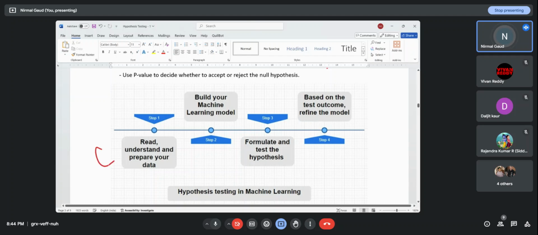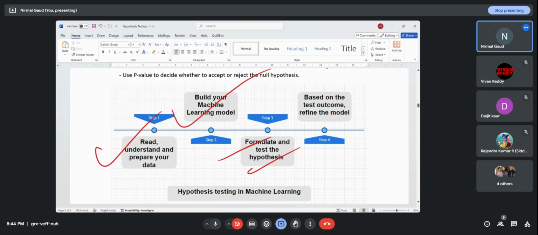Okay, read and understand the data, build your machine learning model, formulate and test the hypothesis. Okay, and based upon the outcome, refine the model. If you are having any difficulty, that means according to the test you have performed and the hypothesis given, what kind of results and outcome you are getting, kindly understand that, and then refine your model if there is some mistake. Okay, fine.